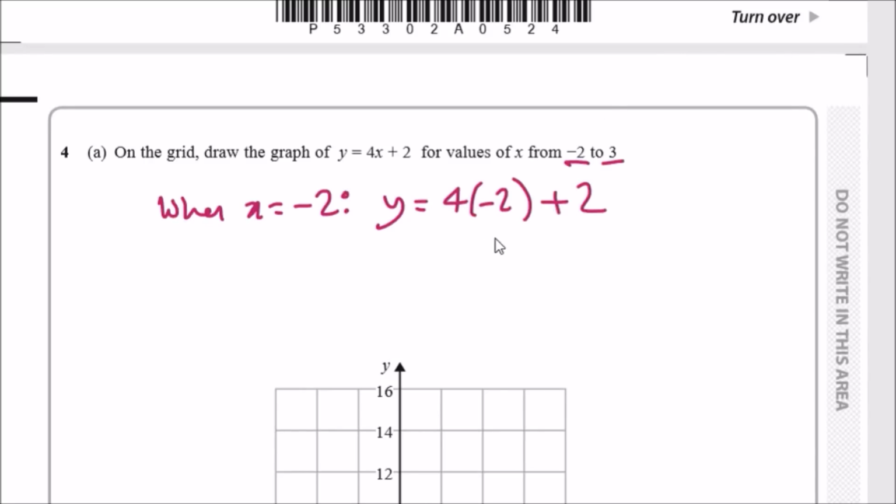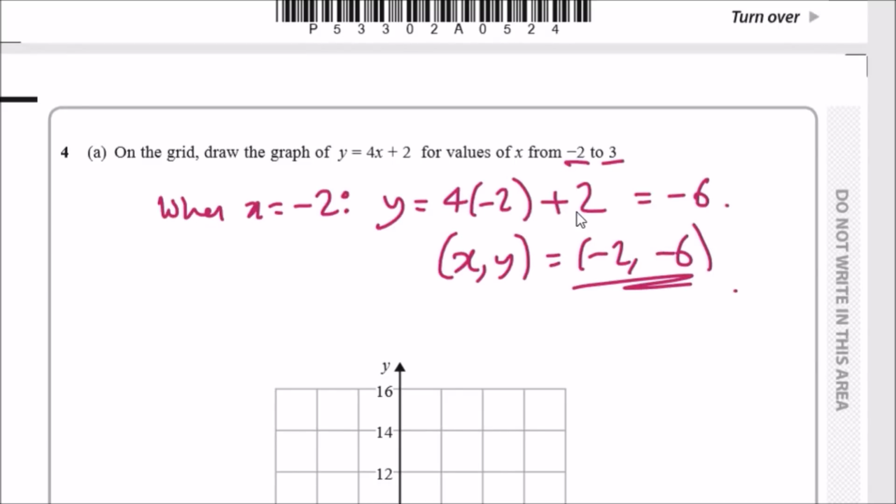And when you do that, you should get -8 plus 2, which is -6. So the first coordinate from x and y would be (-2, -6). Easy. So let's go ahead and do the same thing.